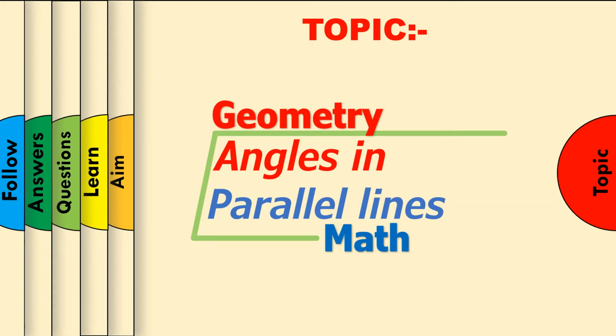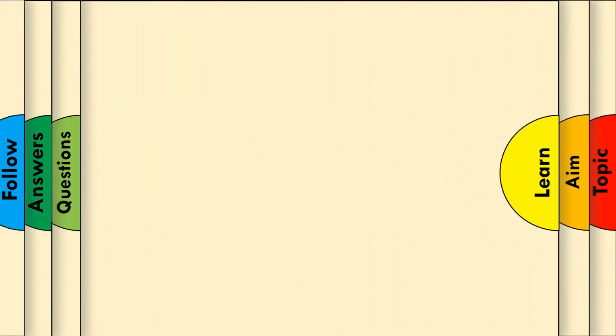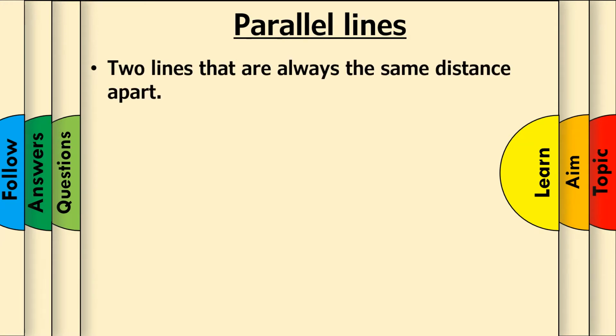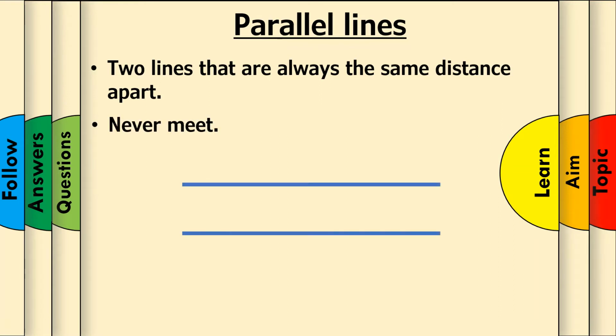Let's get started. First, here's a quick definition of parallel lines. Parallel lines are two lines that are always the same distance apart and never meet, just like these two lines here. Usually, to make parallel lines clear, they have arrows like these.